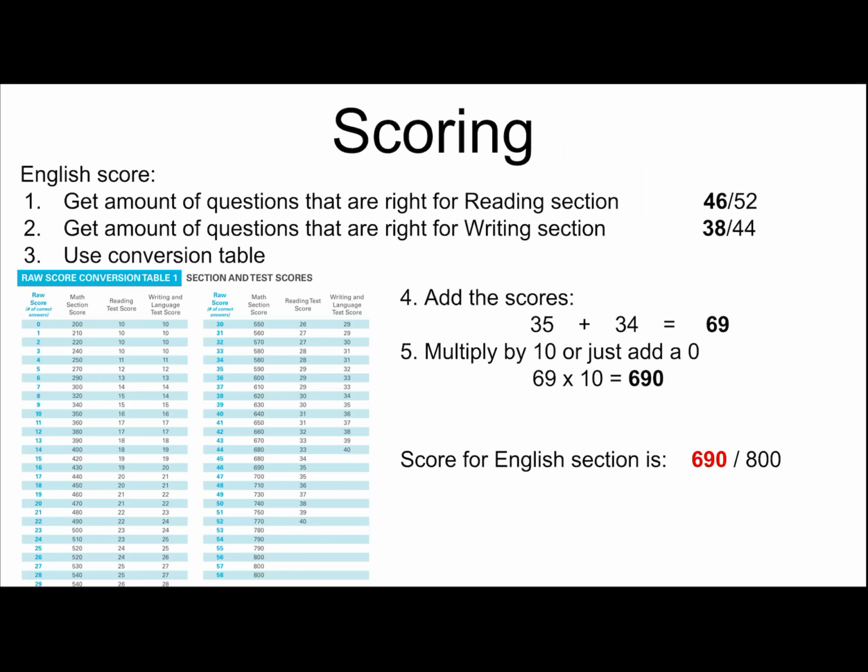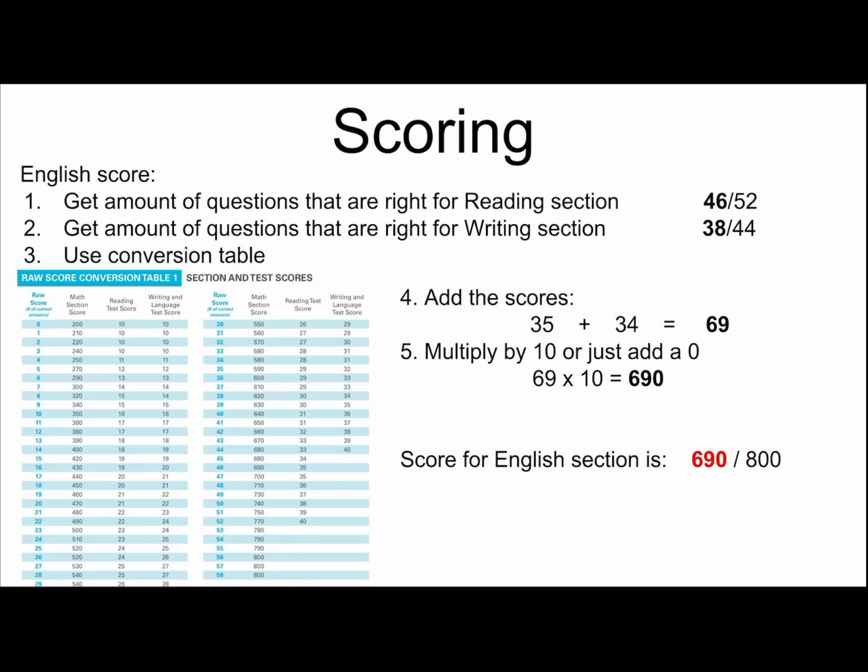Not just 2. So then that's why you multiply by 10, or you just add a 0, it's the same thing. So then since 69 is the sum that we got, we multiply by 10. It's going to give us 690. So you got 690 in the English section out of 800 points.